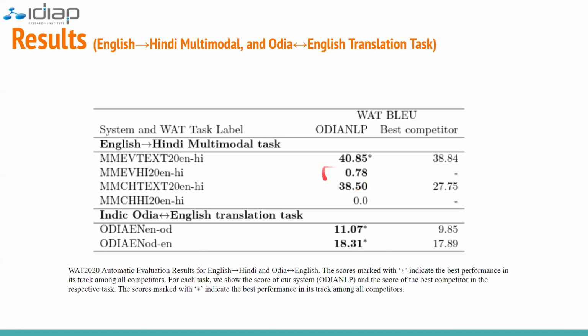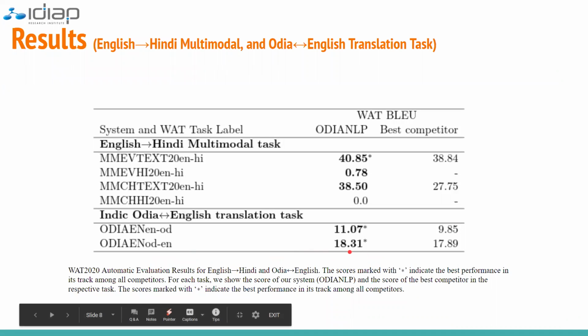And for Hindi image captioning, we didn't get any good result. This is for the evaluation test, and this is for the challenge test set, which is more challenging. Here we got 38.50 as compared to 27.75 for our best competitor. And for the Odia English translation task, we also got the best result of 11.07 for English to Odia as compared to our best competitor's 9.85, and from Odia to English 18.31 compared to 17.89.